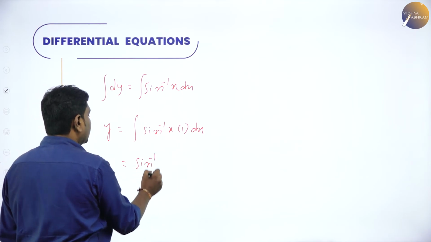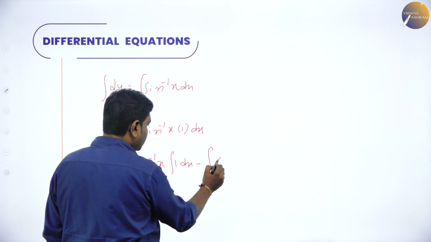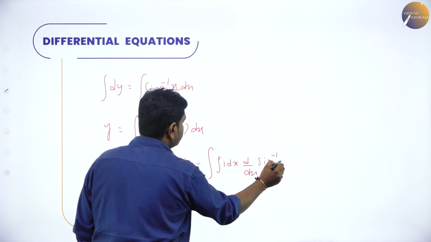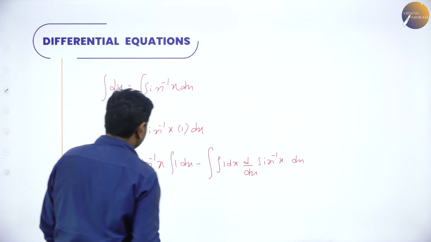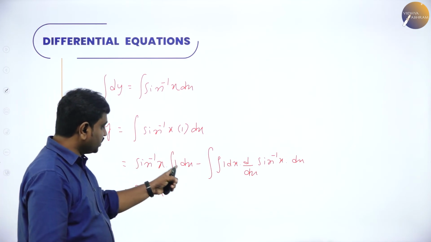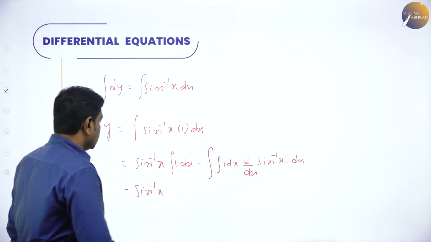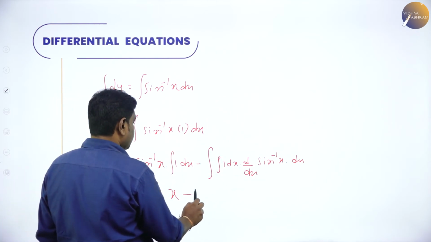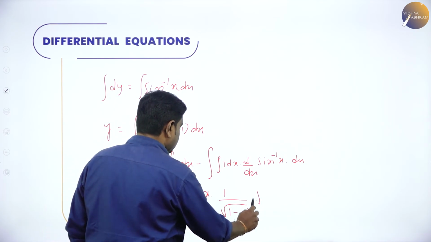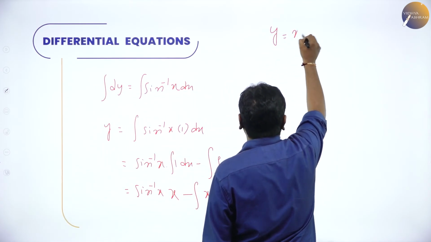First function into integration of second function minus integration of second function into derivative of first function with respect to x. Now sin inverse x into, I am using parts: first function into integration of second function minus integration of second function into derivative of first function. So integration of 1 is x, minus again x into 1 by root of 1 minus x square dx. Now do substitution for this. So y is equal to x into sin inverse x.